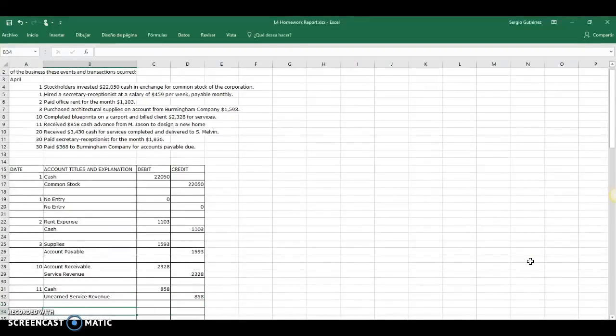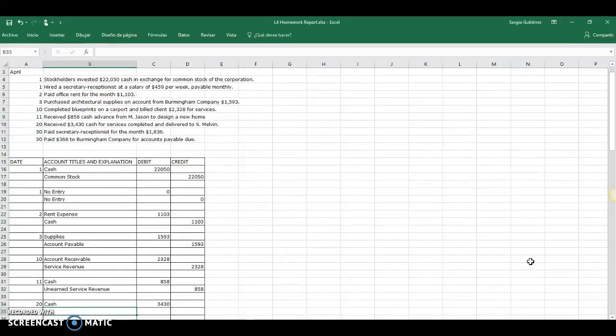On day 20, Ayala received $3,430 cash for services completed and delivered to Mr. Melvin. So since they received money, we are going to use the account cash for the amount of $3,430, and we're going to credit the account service revenue for the same amount.